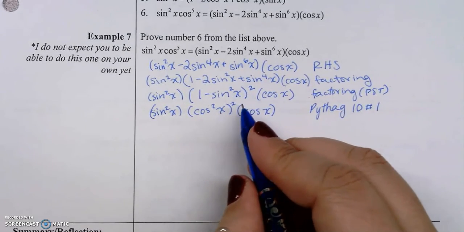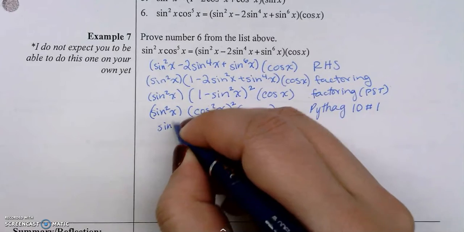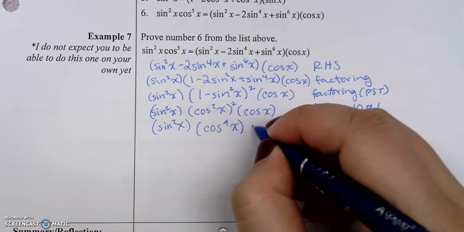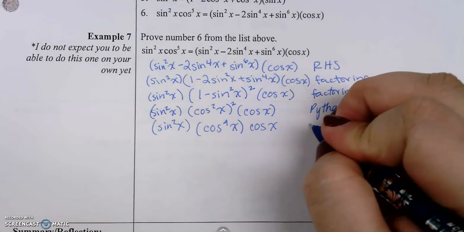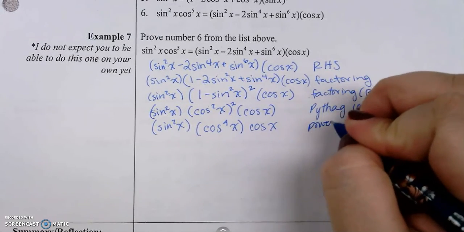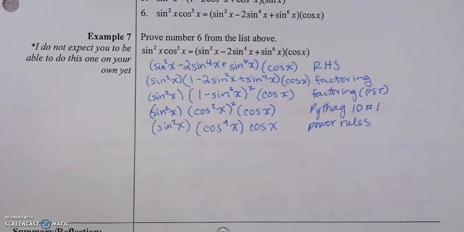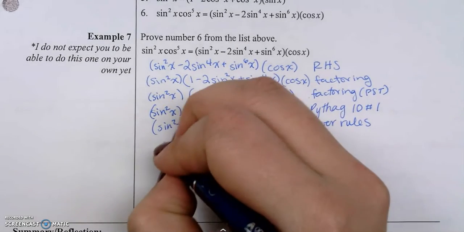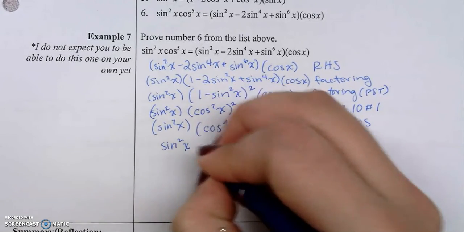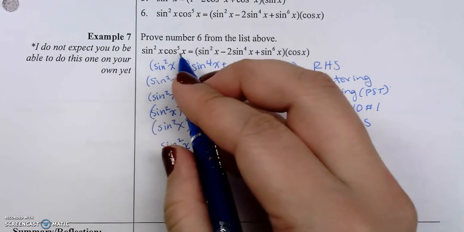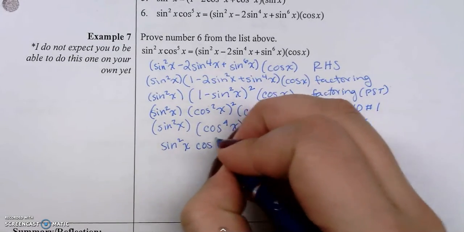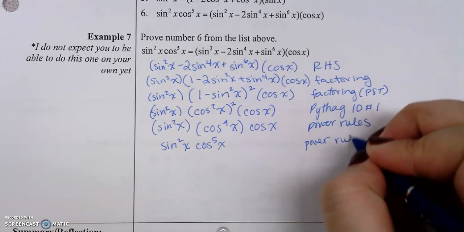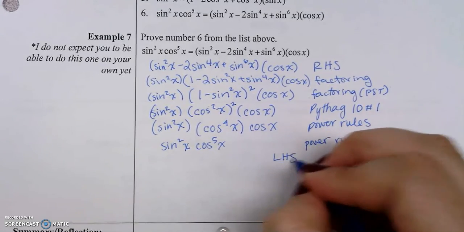And then here I have cosine, I forgot my little squared. So I have cosine squared squared, which is sine squared x times cosine to the 4th x times cosine of x, and that's power rules, or multiplication if you prefer that way. And now I have cosine to the 4th times cosine, so I have sine squared x, which I'm going to write without parentheses, times cosine to the 5th x, and that is, again, power rules, and that is my left-hand side, so I'm done.